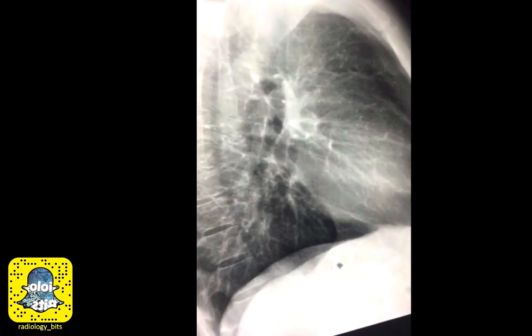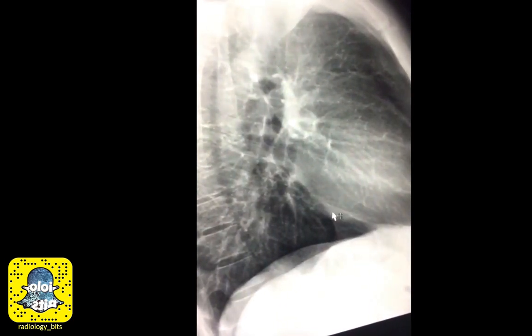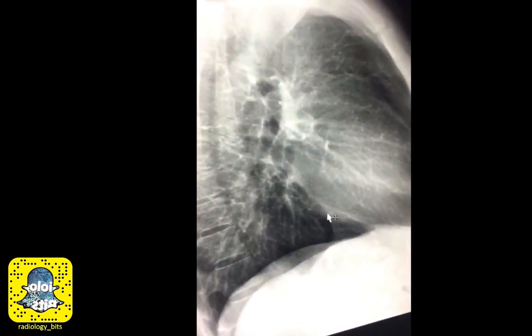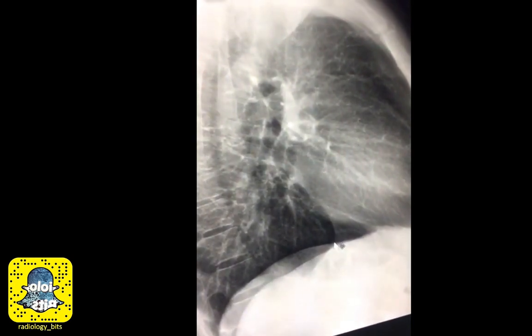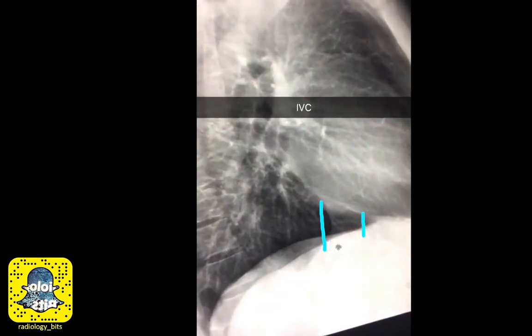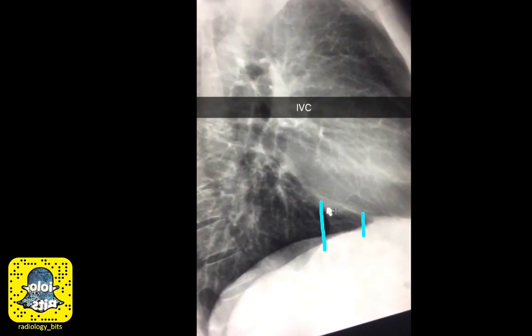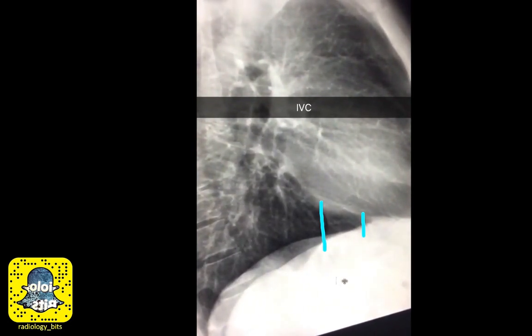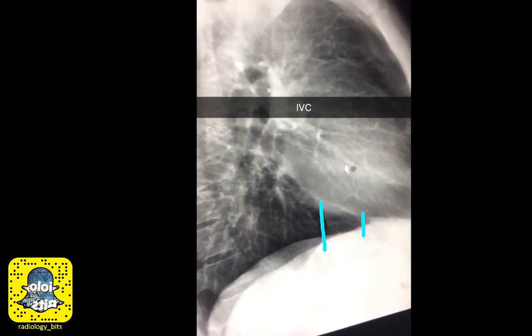One small neat piece of information is this linear structure that you see here. And this white border here represents the border of the inferior vena cava as it ascends from the abdomen to the heart.